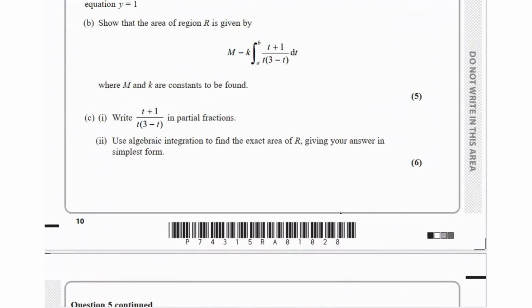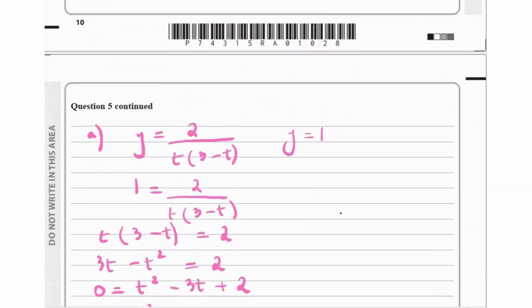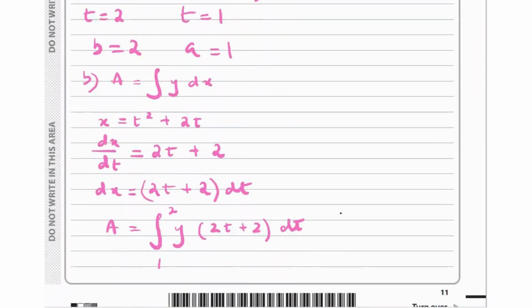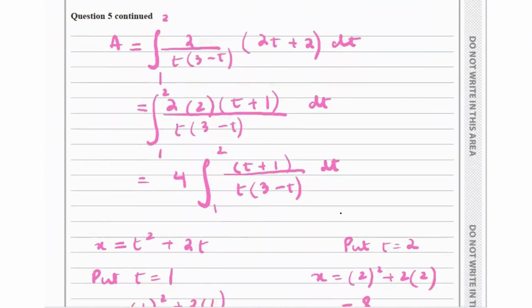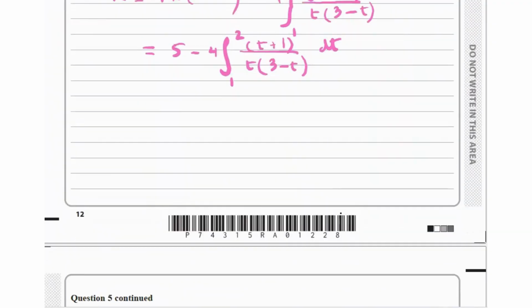Then it says, write (t plus 1) over t times (3 minus t) in partial fractions. Then it says use algebraic integration to find the exact area of R, giving the answer in simplest form. So for C1, first let's convert this into partial fractions.